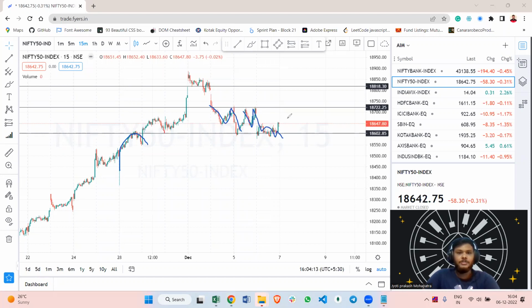And if it closes above that by opening gap up or opening flat, then we can easily take a trade for buying, and our target will be 18,800 to 18,820. And that's it for Bank Nifty and Nifty.